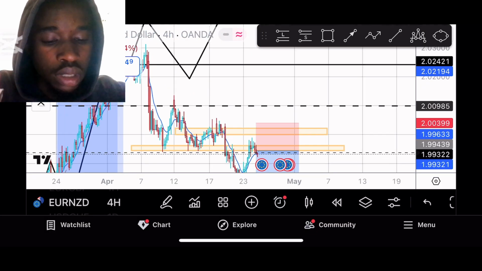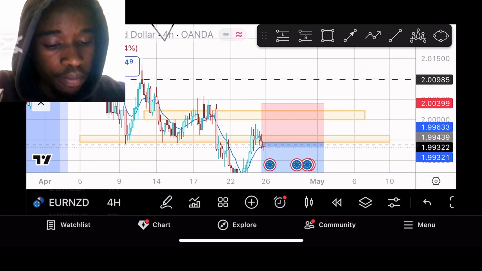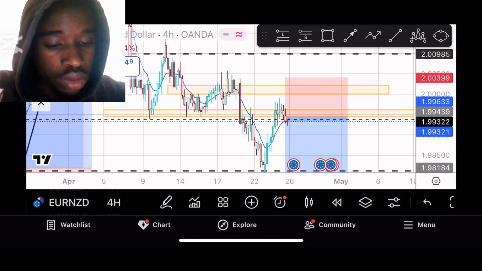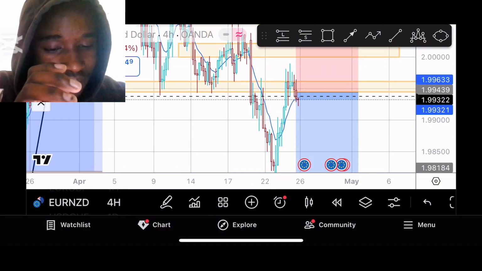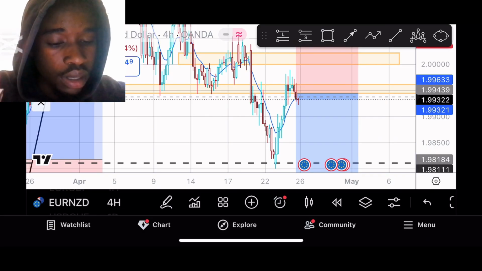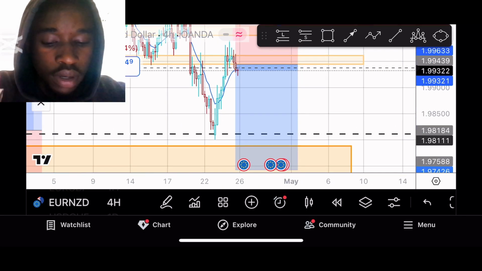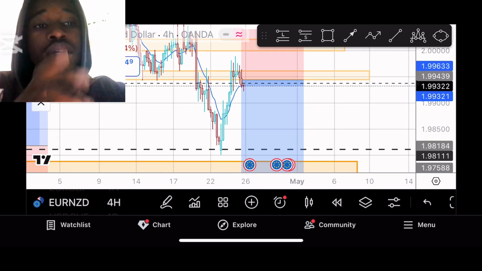So Euro NZD. Stop loss just, I didn't enter from here. Where did I enter from? Yeah, I entered just from there. And that was our trade on Friday for Euro NZD, still in there.